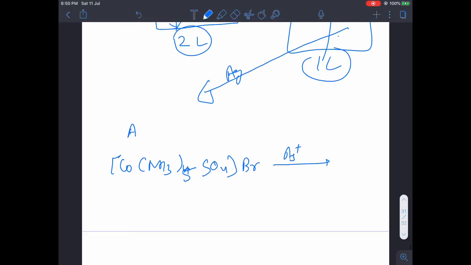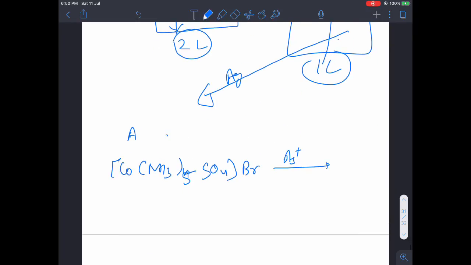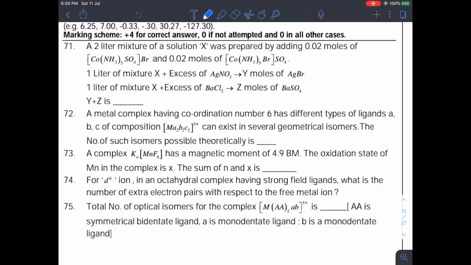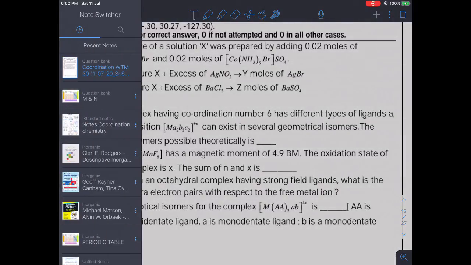Now what will happen if I treat with Ag plus? So how many moles that we have right now is 0.01. So how many moles of AgBr will I get? AgBr 0.01. Okay, the second complex, which is actually sulfate outside and bromine inside, that is treated with barium chloride.